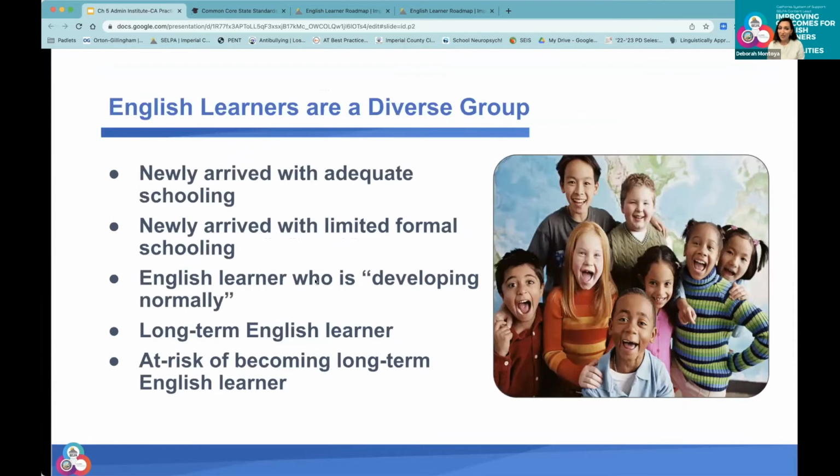Because what we do know is that English learners are a diverse group. Students who are English learners, all multilingual learners, have various backgrounds, various needs, various levels of English language acquisition skills, have had different experiences, may have had formal education outside of the US, and they may have not.